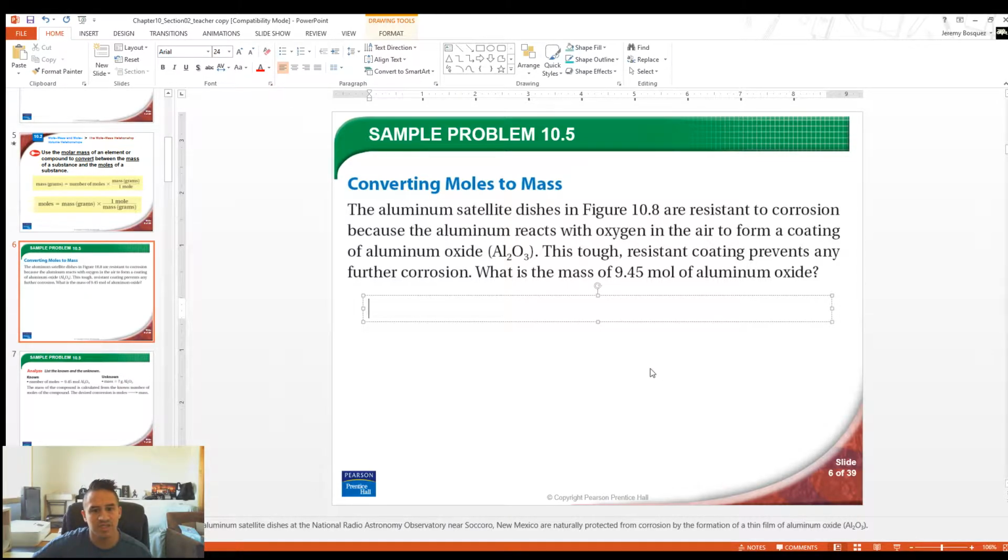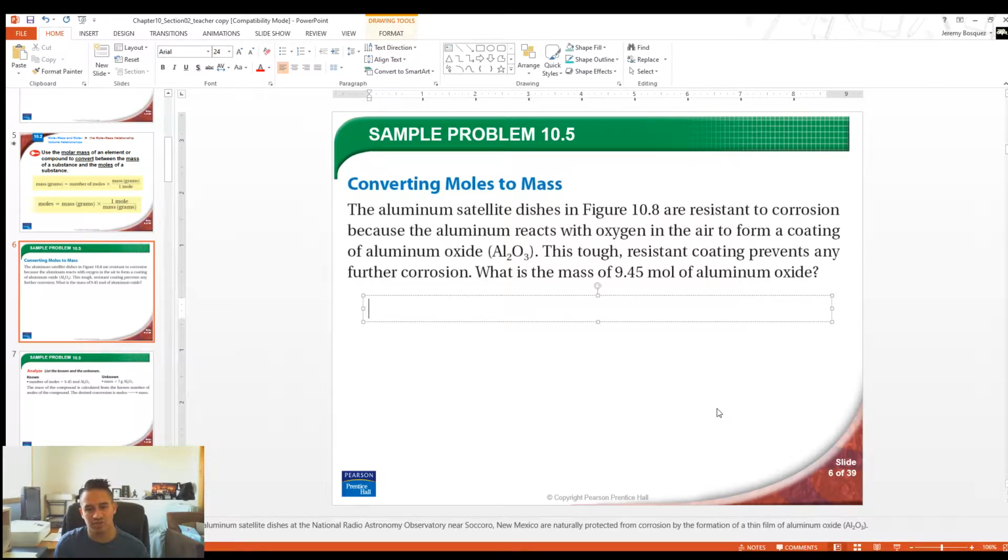So, all right, it says the aluminum satellite dishes in figure 10.8, which we just deleted, are resistant to corrosion because the aluminum reacts with oxygen in the air to form a coating of aluminum oxide. And they do give us the chemical formula for that. So Al2O3. We're going to need this to find molar mass. This tough resistant coating prevents any further corrosion. What is the mass of 9.45 moles of aluminum oxide?